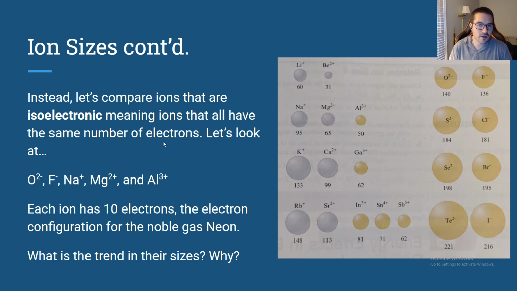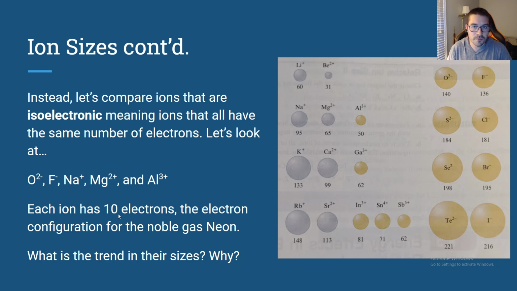Some of them may have gained electrons, some of them may have lost electrons, but we're going to be looking at ions that all have the same number of electrons, okay? And remember, ions typically form in a way that they end up with a noble gas electron configuration, okay? So if we look here at these 5 ions, right? O2 minus, I should say, F minus, sodium plus, magnesium 2 plus, and aluminum 3 plus.